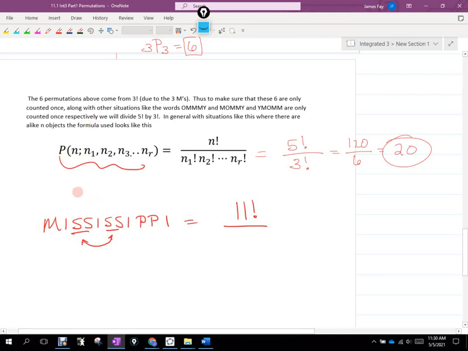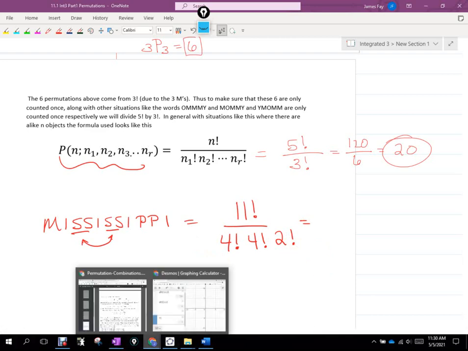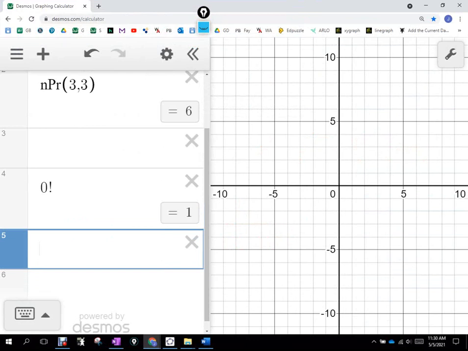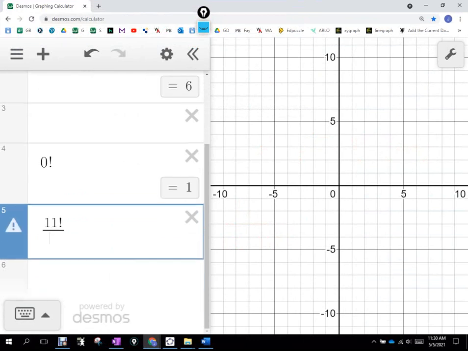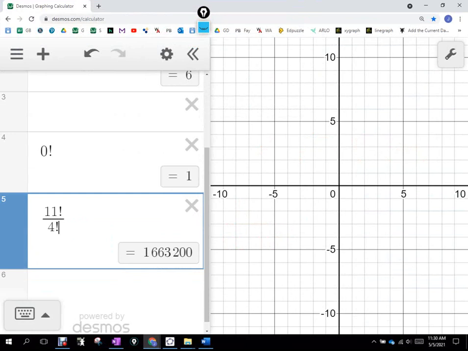Now what we're going to do is divide by the repeats. Does M repeat? No. Does I repeat? Yes. How many I's do you have? 4. So you're going to put 4 factorial right there. Now do S's repeat? How many S's you got? So you put 4 factorial. Do the P's repeat? So I have 2, right? The way that's going to look, and I'm just going to grab Desmos to do this for us, is 11 factorial divided by 4 factorial times 4 factorial times 2 factorial.